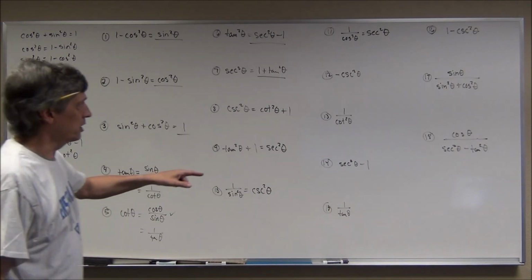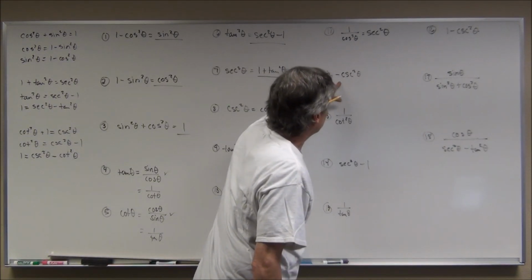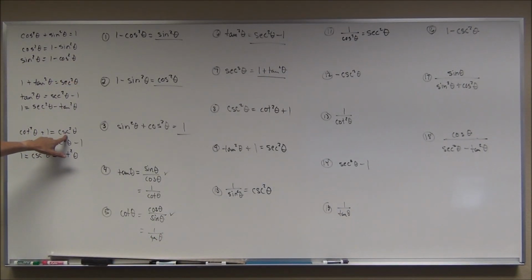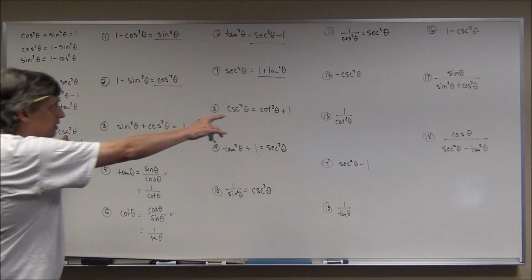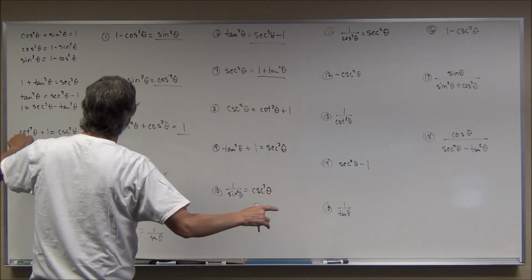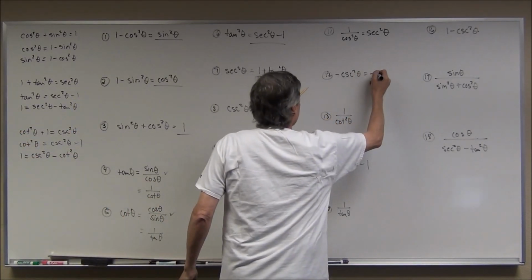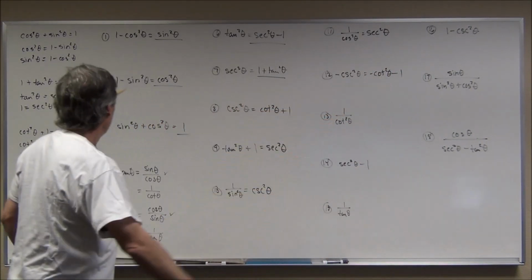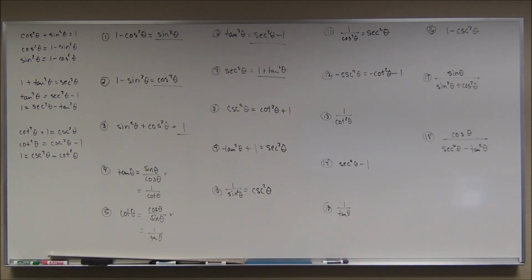Now it gets a little interesting because they threw a negative in front of cosecant squared theta. Let's go down to here. Do you see where cosecant squared theta is? Well, this is the opposite. Negative, opposite that. So I've got to take the opposite of this side. So this would be negative cotangent squared theta minus 1. It's like you multiplied both sides through here by negative 1.